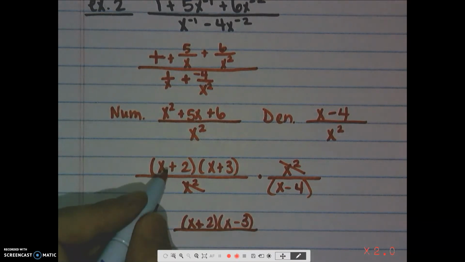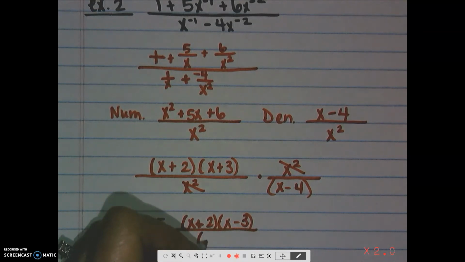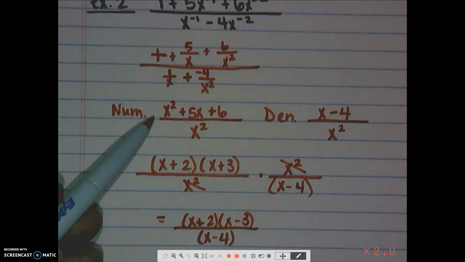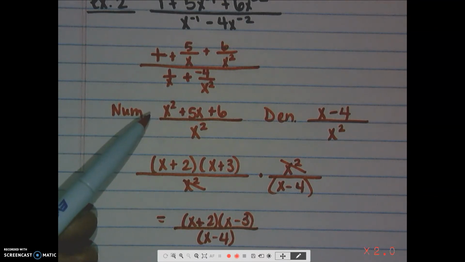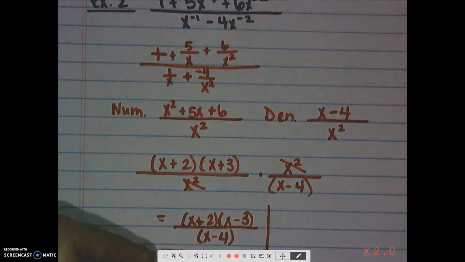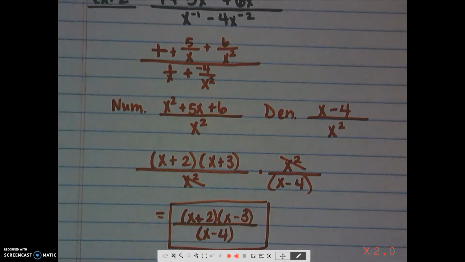So we're left with x plus 2, x plus 3 over x minus 4. So technically, since this didn't cancel with anything, you can leave it as x squared plus 5x plus 6, but just be careful because sometimes it will simplify and cross off with something in the denominator. And that's it.